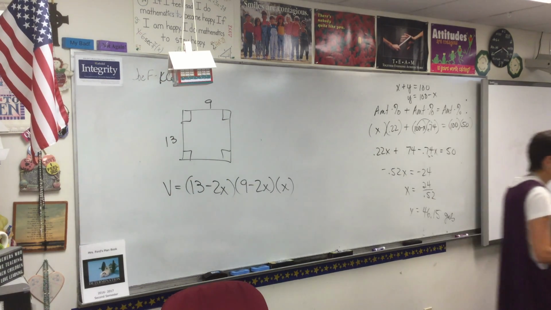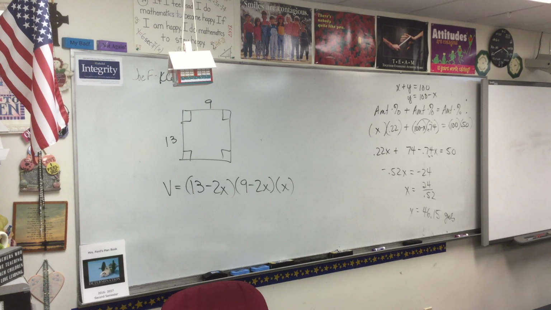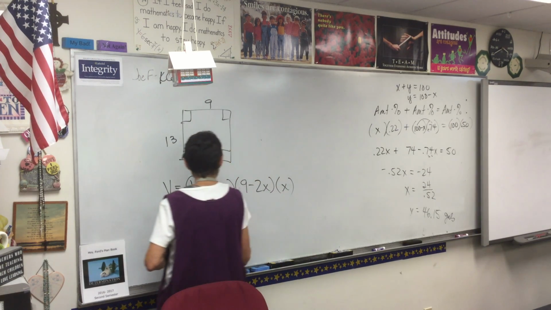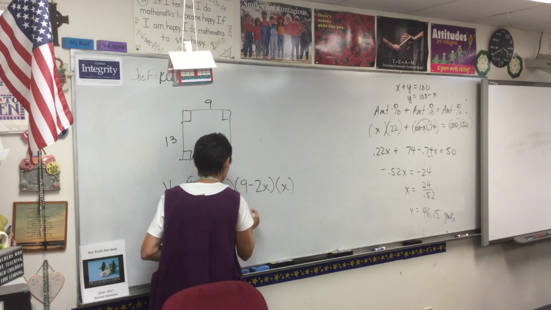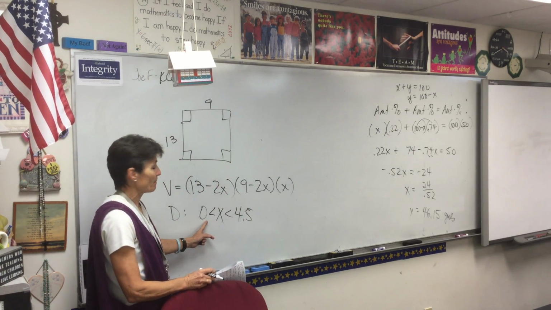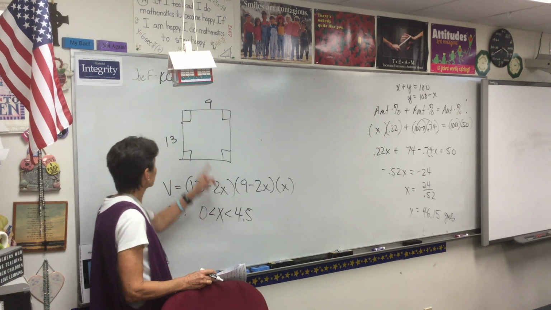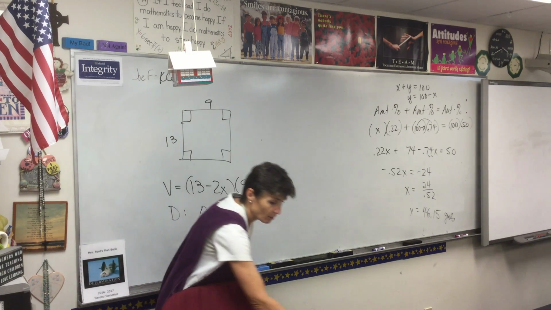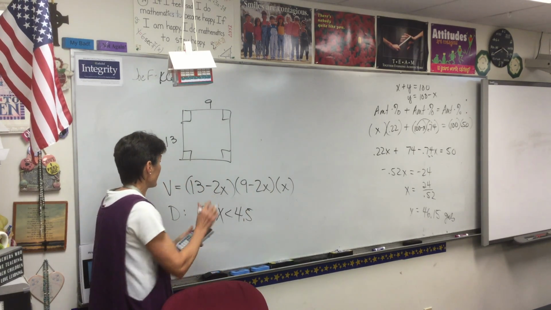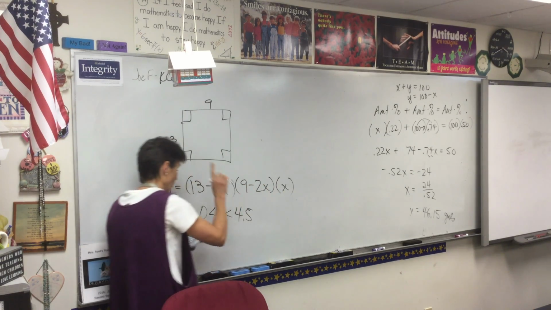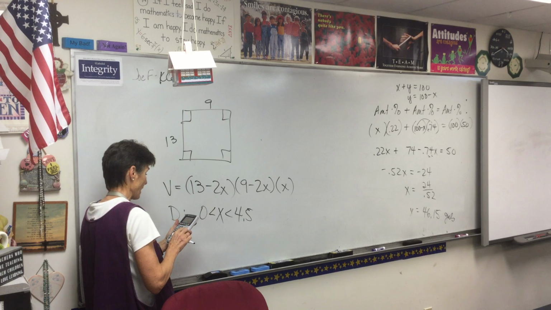All right, what is the domain here for this thing? Are you on the right page? What's the domain? X is between what? 0 and 4.5. Perfect. 0 because it's got to be positive, and 4.5 because that is half of the smallest dimension. So now we go to our calculator and we type in that new equation. We fix our window and we see if we can find the maximum.